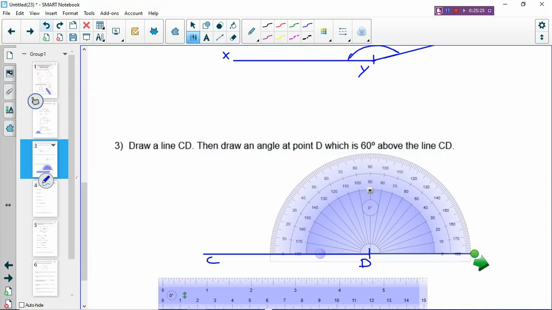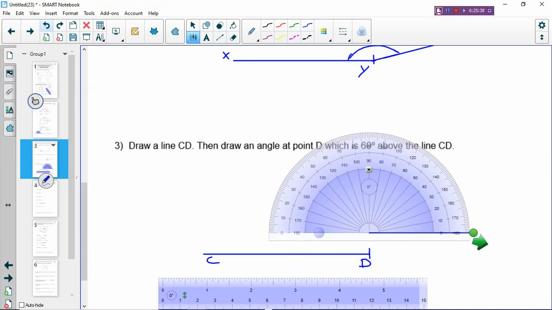It must sit onto the line that you draw. And then look for angle 60. So which zero do you look at? You look at the zero on the left side, right? Because the line that you draw is on the left side of the protractor, right? Can you see? It's on the left side, not on the right side.